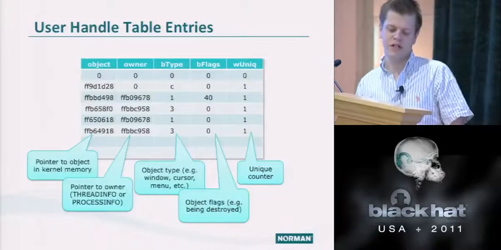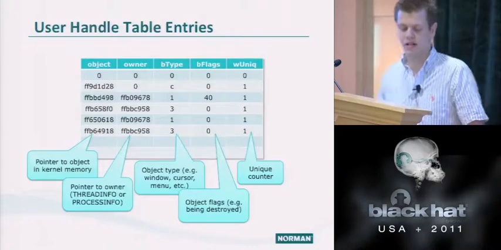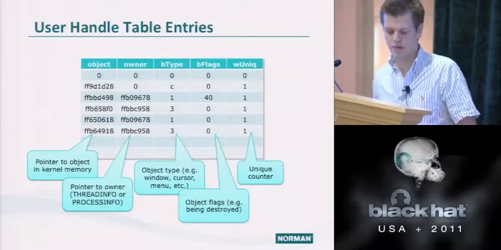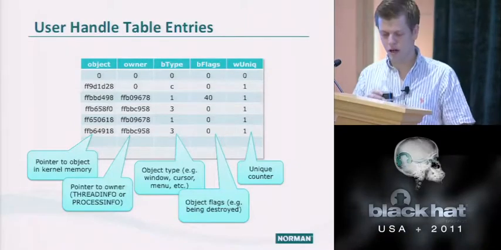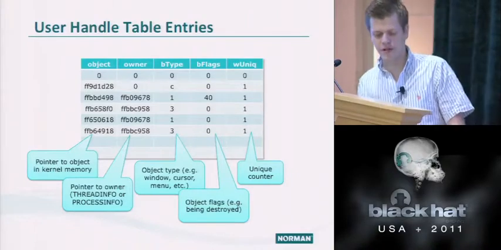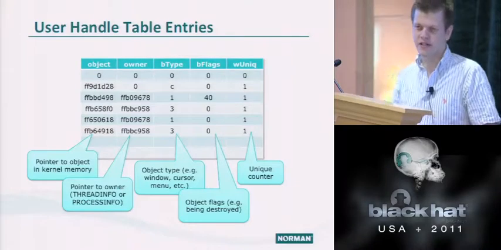This doesn't really work because the unique counter is only 16 bits, so you could easily wrap it in a few tries. So this is basically how that looks. You have the pointer to the kernel memory, or the object in the kernel memory, the one to the owner, the object type, and destroyed flags, and you can easily dump this from user mode.